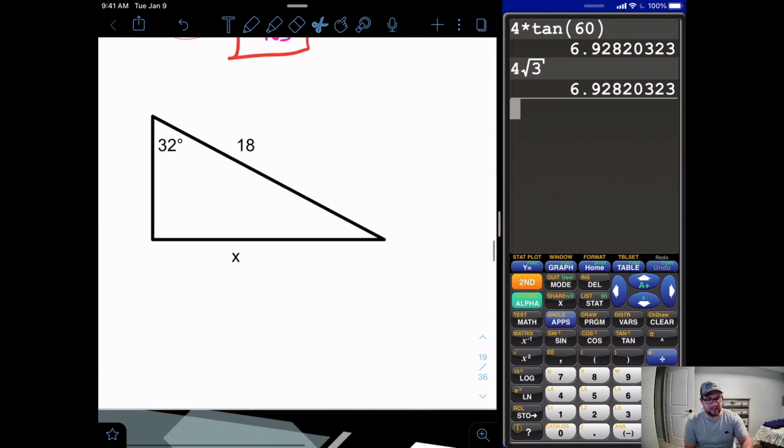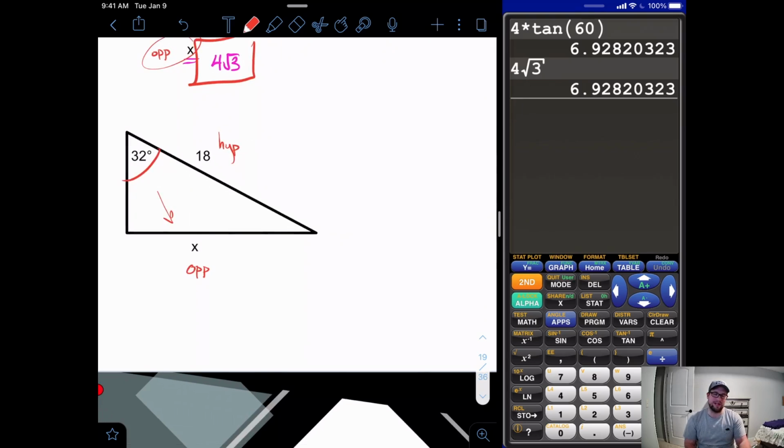So here we go. We are given the angle here. We're being asked to find the missing side length. So the missing side length, this is my opposite side, and this is my hypotenuse. If I wanted to solve this, what talks about the opposite and the hypotenuse? Well, that's of course sine. So sine of the angle, which is 32, is equal to my opposite, x, over my hypotenuse, which is 18.